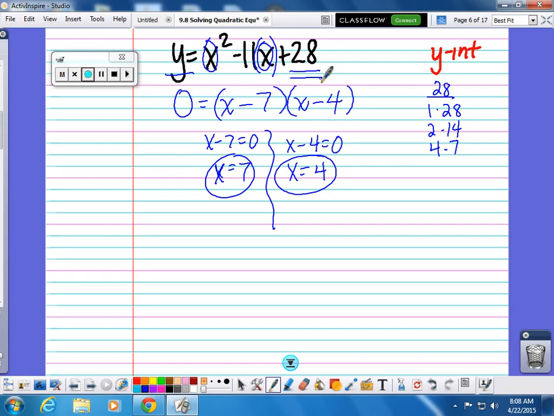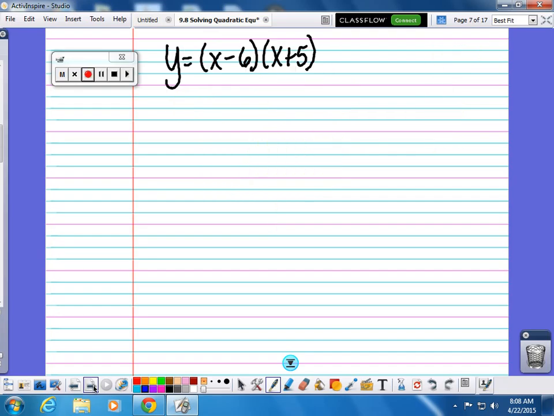This would have a huge y-intercept up at 28, but it would cross the x-axis at 7 and at 4. So it'd be kind of skinny. Can you imagine just at 4 and at 7 on the graph, but crossing the y-axis way, way up at 28. So that's what that parabola would look like, just to give you an idea. All right, this one's been pre-factored.